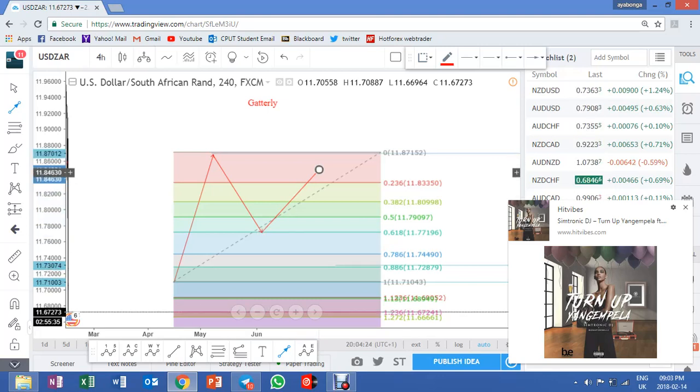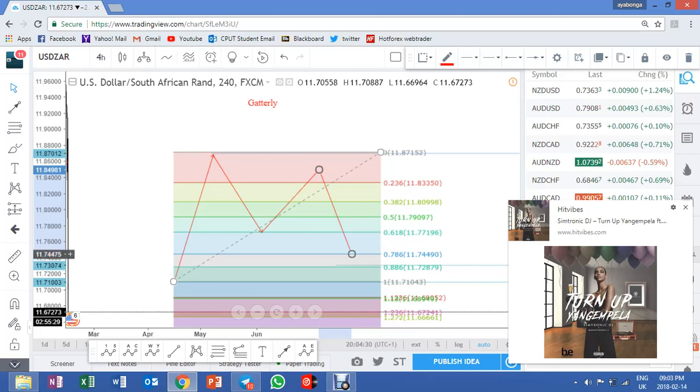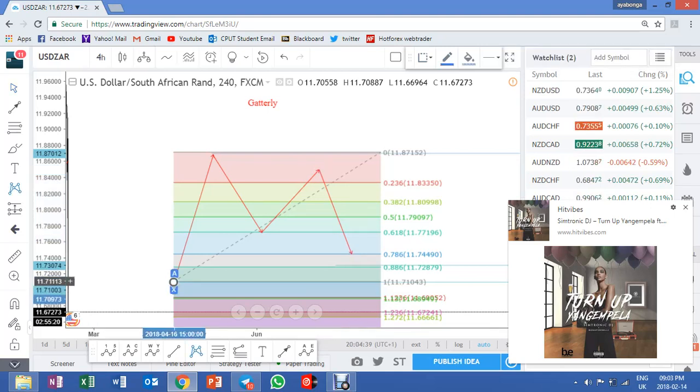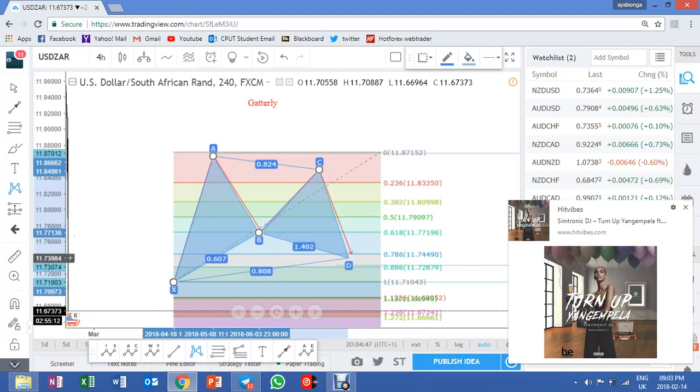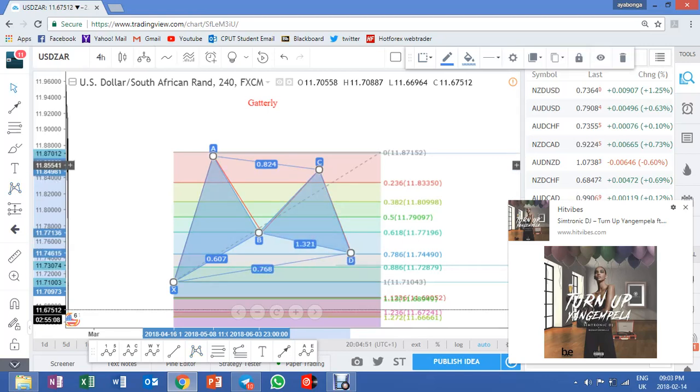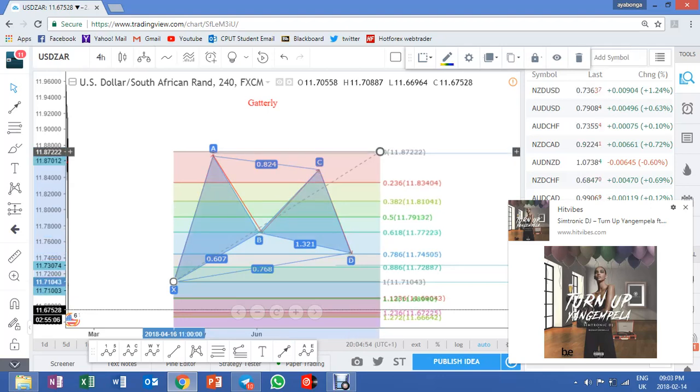So this is where your D is at. Unlike Bat pattern where your D is at 88.6, here your D is at 78.6% retracement. So you also bring your tool here and you draw your pattern like this, like this, and like this. There you have your Gartley pattern.